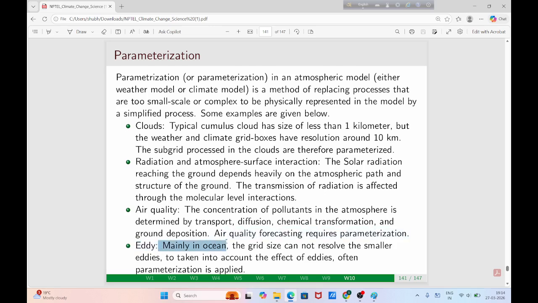In the ocean also, eddy parameterization is done because the grid size is not enough to resolve all the eddies, especially the smaller eddies, but they contain some amount of energy. So it is important to give some values. We cannot just ignore those eddies. So people take into account the effect of eddies using different parameterization schemes. Scientists have developed different parameterizations to consider the outputs of the eddies, and that parameterization is applied for continuing the equations in time and space.